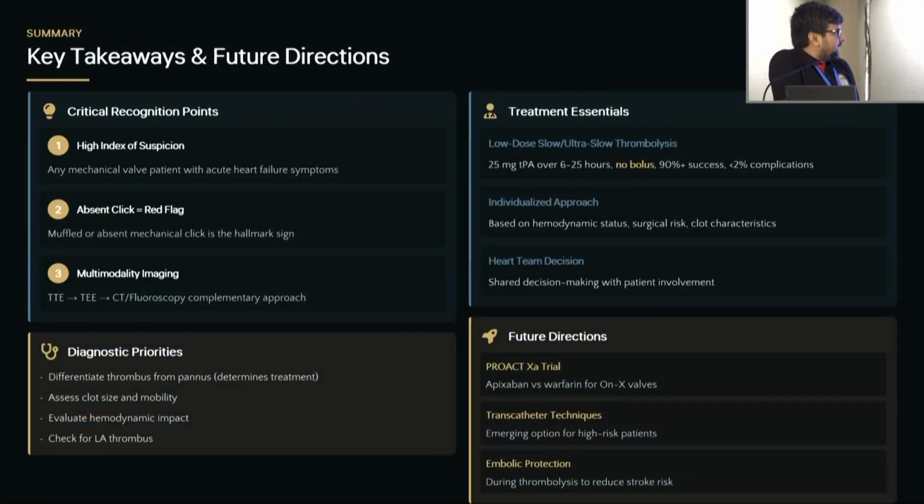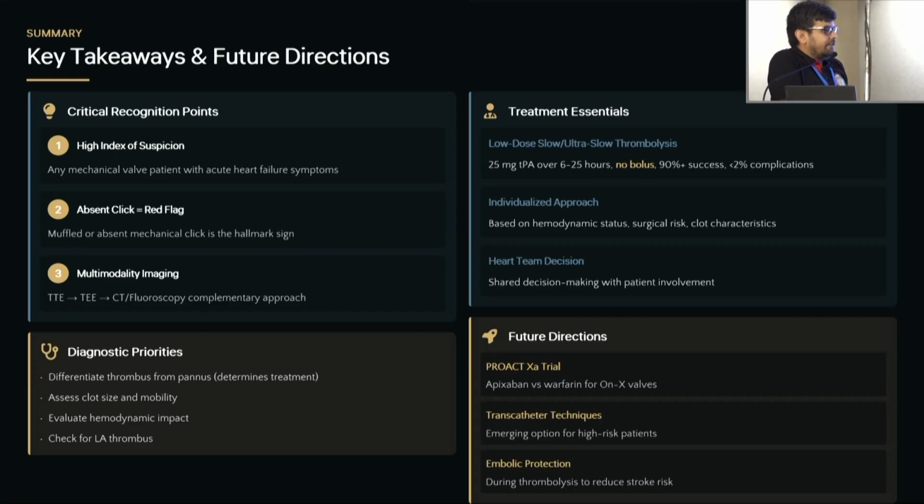So the key takeaway is, we need a higher index of suspicion. Any patient with breathlessness with a mechanical valve replacement history, particularly rheumatic heart disease, which is quite common in India, so we have to auscultate. If there is an absent click, then we have to do a transthoracic echo. That is the first modality of investigation of choice.